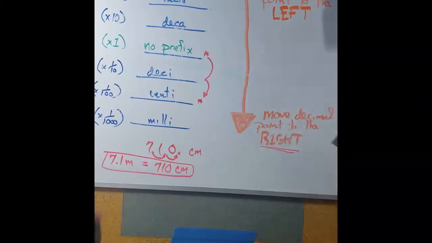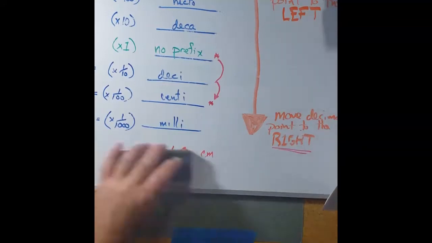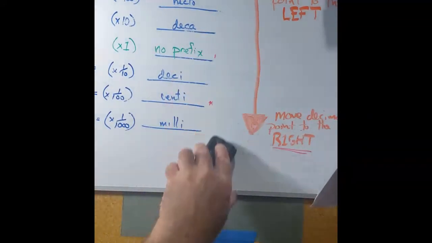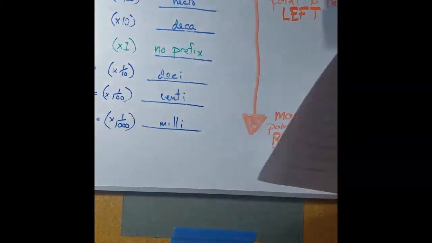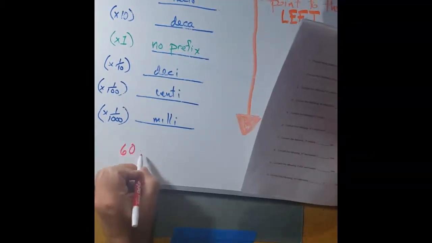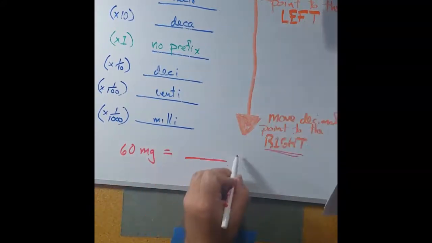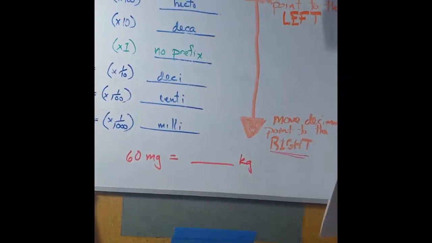So that's what it should look like on our answer sheet. All right. And let's do another. It's going to be 60 milligrams equals how many kilograms? Oh, Lord.